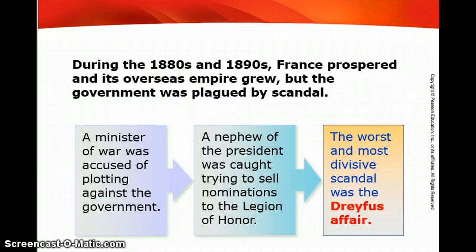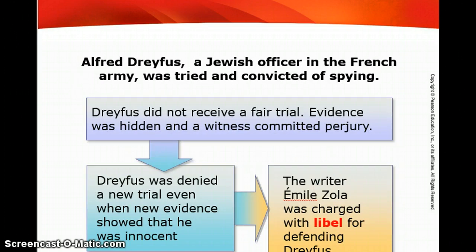During the 1880s and 1890s, France prospered and its overseas empire grew, but the government was plagued by scandals, some more important than others. Minister of War accused of plotting against the government, nephew of the president trying to sell nominations to the Legion of Honor. And then we get to the Dreyfus affair, anti-Semitism alive and well in France.